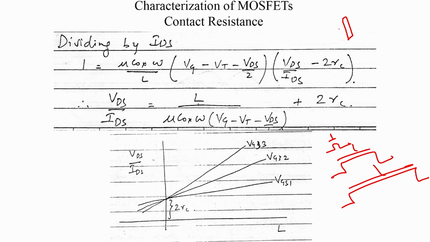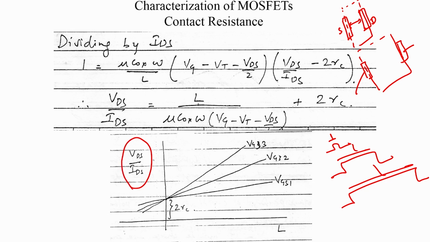Okay, so, essentially what this means is this is the layout of the MOSFET. So, you will have your source, you will have the drain, you will have the gate, and that is the channel length. So, we will have MOSFETs having different channel lengths and we will perform an IV measurement on all these MOSFETs in linear mode. And then we will take the data and we will plot Vds by Ids for different Vgs as a function of channel length.